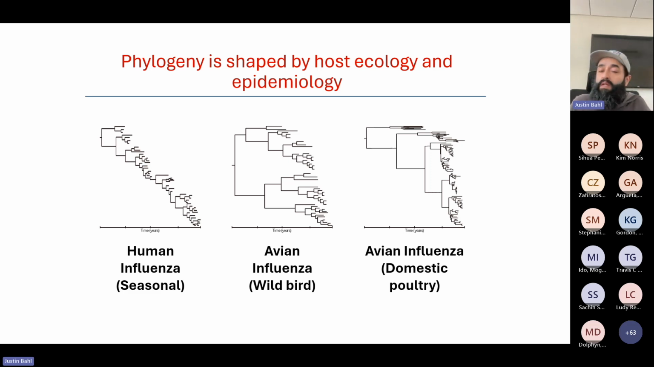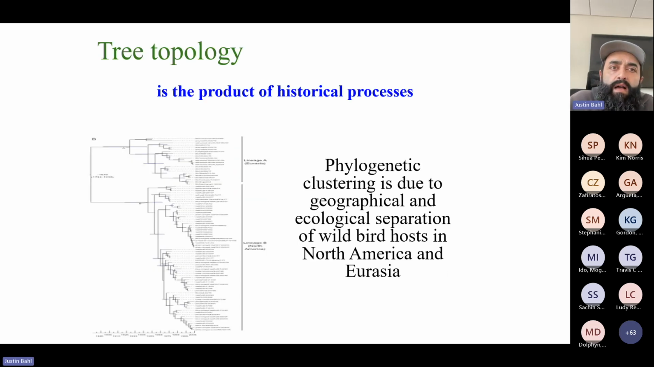If you build one for seasonal influenza, you'd get one that looks a little bit like the one on the right. If you did one for SARS-CoV-2, early on in the epidemic anyways, you would probably get one that looks a little bit more like avian influenza in domestic poultry. The differences there really have to do with host immunity and host ecology, the spread between populations. The tree shape is a product of its historical processes.